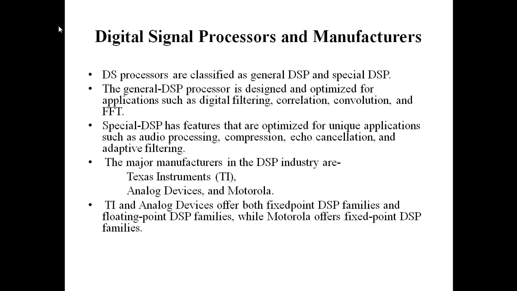Now we shall take up one small topic, which is on digital signal processors and manufacturers. Digital signal processors are classified as general DSP and special DSP. A general DSP processor is designed and optimized for applications such as filtering, correlation, convolution, FFT, etc. Whereas special DSP has features that are optimized for unique applications such as audio processing, compression, echo cancellation, adaptive filters, etc.